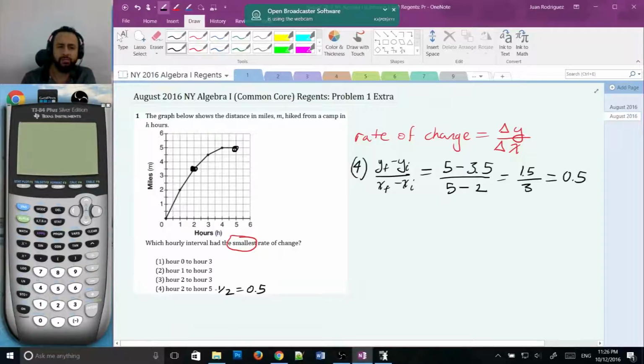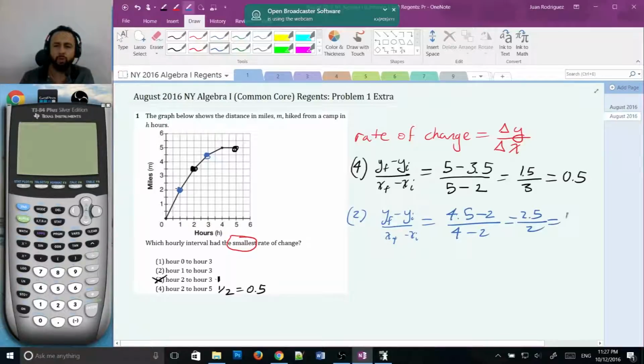We calculated previously the rate of change is equal to 1. So this is not the smaller. Okay, hour 1 to hour 3. That's a 2-hour change, and from hour 1 to hour 3, that's a 2.5 mile change. So we get y final minus y initial over x final minus x initial, which is 4.5 minus 2 over 4 hours minus 2 hours. 4.5 minus 2 is 2.5, over 2 is 1.25, which is greater than 0.5.